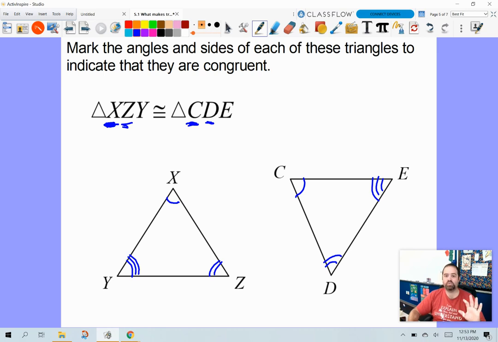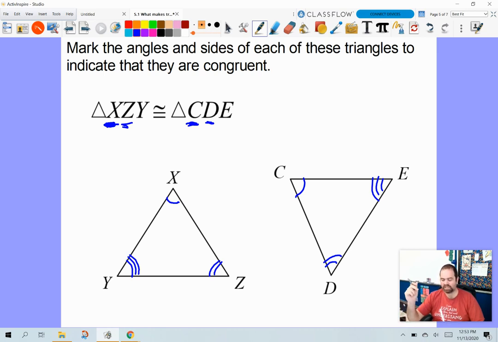I just went 1, 2, 3 marks because I started with the first angle, then the second angle, then the third angle. So your marks might be different than mine. What I'm going to be looking for is, did you mark angle X and angle C the same? Did you mark angle D and angle Z the same? All right, so I've got all my angles marked. I need to go back and mark my sides.